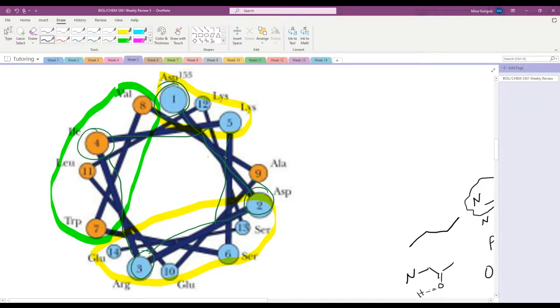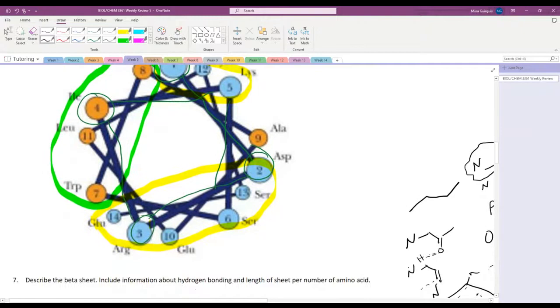I just want to add this, even if you have a completely polar helical wheel, you may have the odd alanine or valine or something scattered in there, but it would still be polar since it's primarily polar, and that's helping it, right? Okay, so yeah.